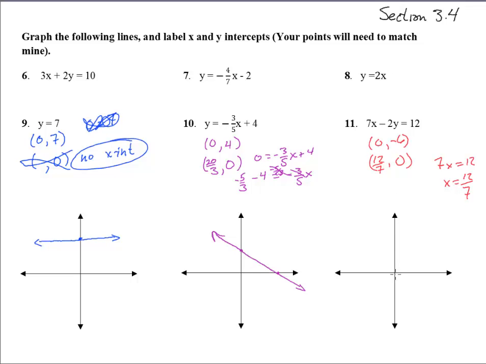Not as nice, but (0, -6) is right there. 12/7, that's not quite 2, so it'll be about right there. And then there we go. That's getting the x and y intercepts and graphing it. It's slanting upward, pretty steep. Has a positive x-intercept, negative y-intercept, and goes through quadrants 1, 4, and 3. Good.